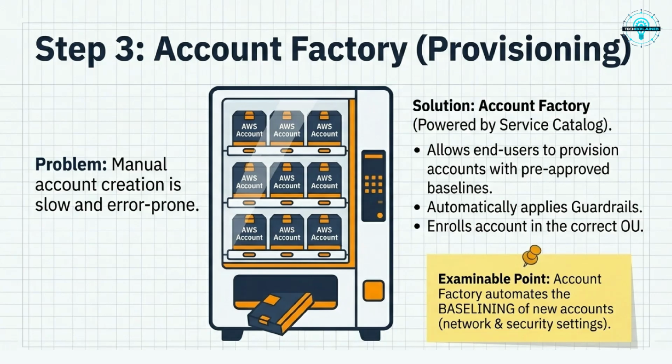Built on top of AWS Service Catalog, it lets you provision new, fully configured AWS accounts in minutes. You define the baseline, the settings, the guardrails, the network configuration, and every new account that comes out of Account Factory automatically gets that baseline applied. This is how large enterprises manage hundreds of accounts consistently. And for the exam, Account Factory uses Service Catalog under the hood, and it automatically applies baseline settings to every new account it creates. That's a key point.